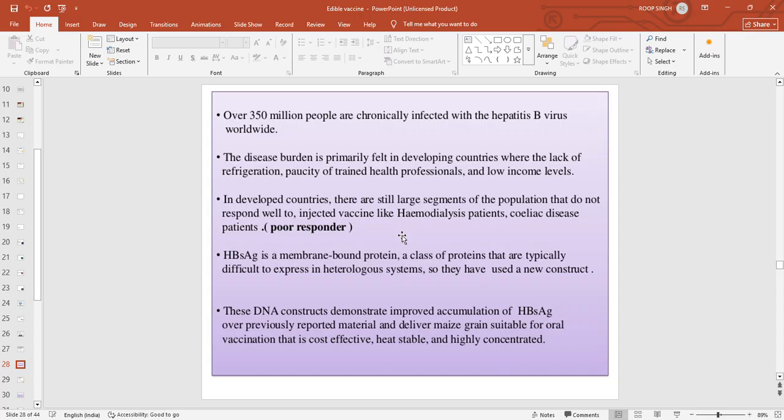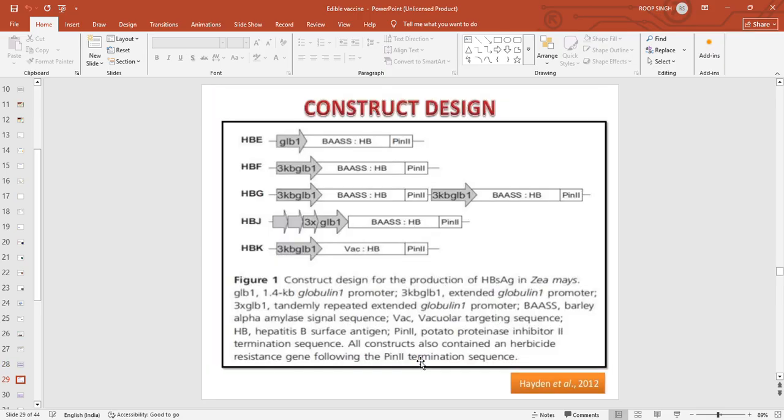HBsAg is a membrane-bound protein, a class of protein that is typically difficult to express in heterologous systems. So they have used a new construct. These DNA constructs demonstrate improved accumulation of HBsAg over previously reported materials and deliver maize grains suitable for an oral vaccine that is cost-effective, heat-stable, and highly concentrated. So now they introduce this HBsAg in maize, and they found that it can be used as an oral vaccine for prevention of hepatitis B virus infection.